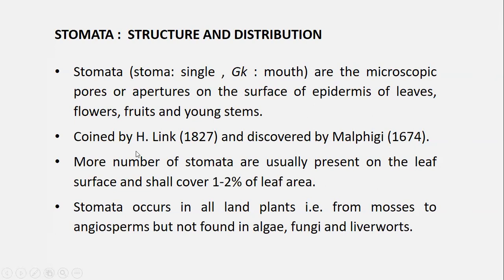The term stomata was coined by Heinrich Link way back in 1827 and discovered by Marcello Malpighi in 1674. More numbers of stomata are usually present on the leaf surface and cover 1 to 2% of leaf area. Stomata occur in all land plants, that is from mosses to angiosperms, whereas stomata are not usually found in algae, fungi, and some liverworts.